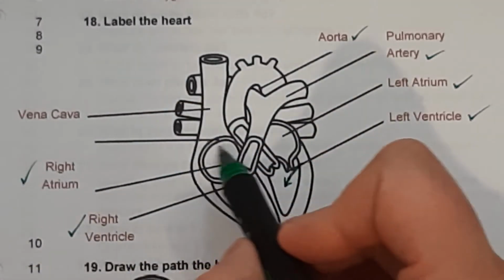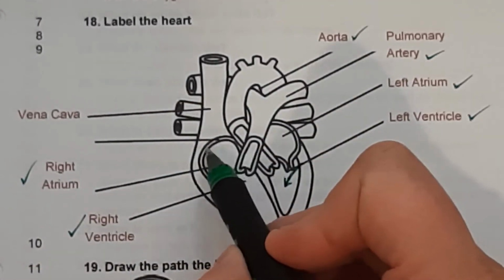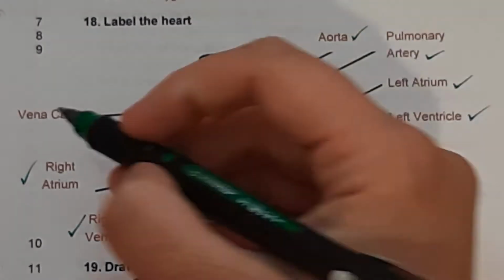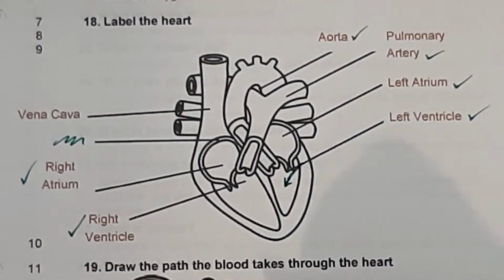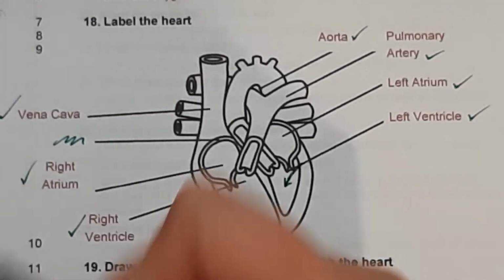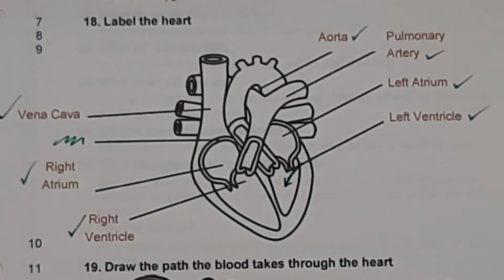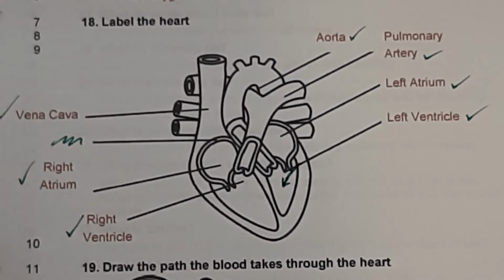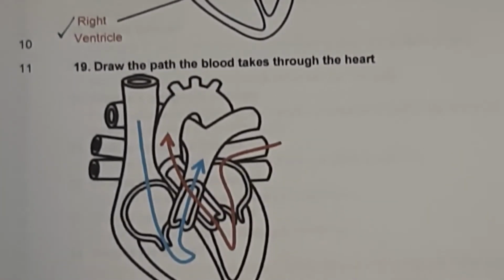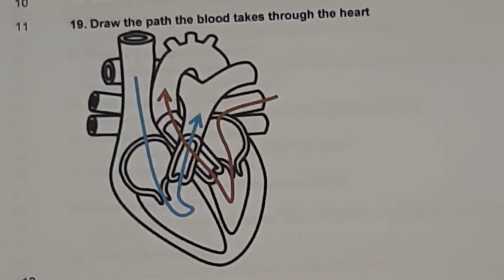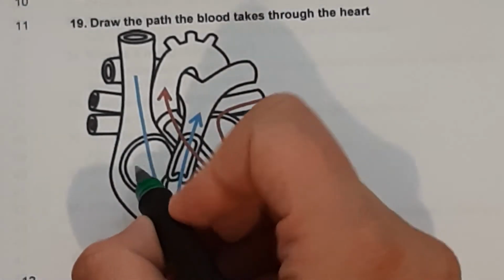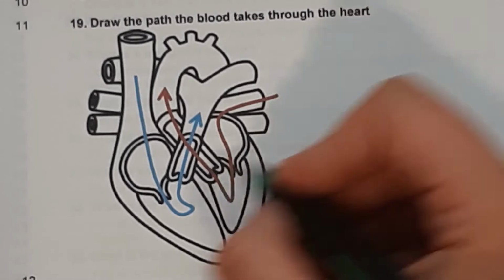Now, I'm not entirely sure what this is pointing to. This is not something you need to know. Whatever this is just the cut through. So we're not going to mark that one. Okay. And this one here is the vena cava. Okay, thank you. Now we're going to move on to question 19. Draw the path the blood takes through the heart. Now, in blue here, this shows deoxygenated blood.